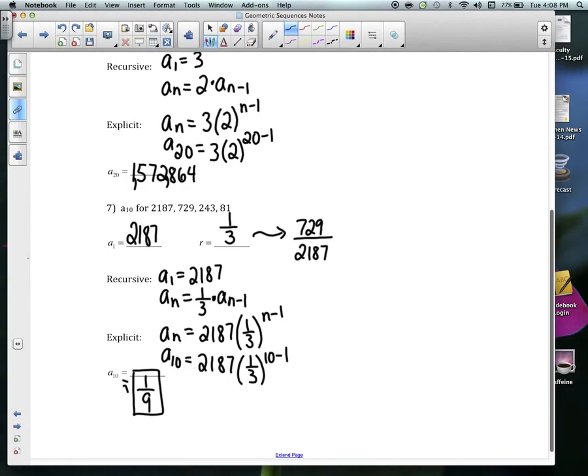Okay, so just like with arithmetic, those are the easier ones. You're given pretty much all the information you need to plug in. Now we're going to get into some harder ones where we have to find missing values.